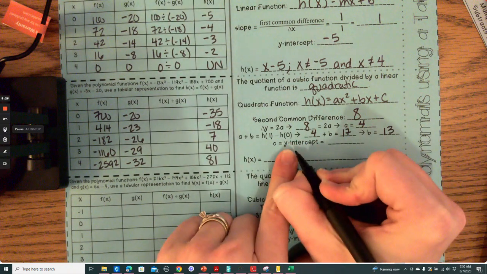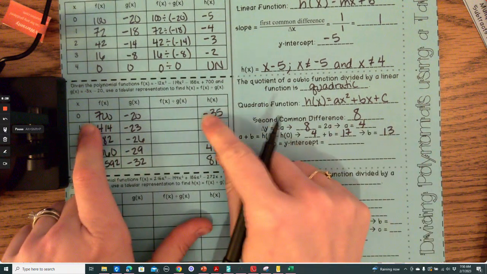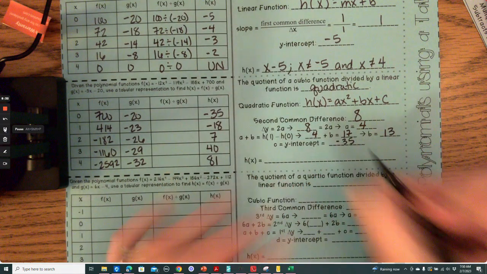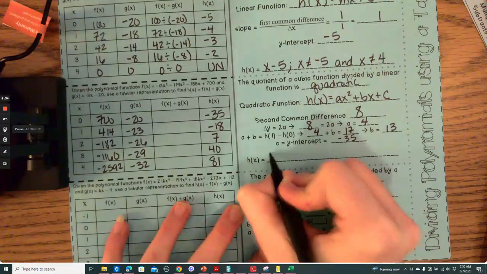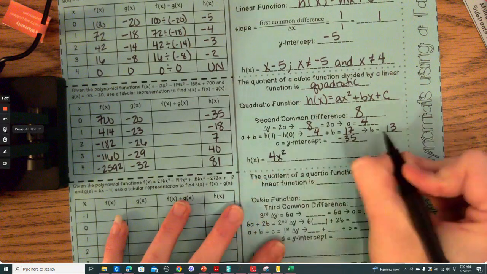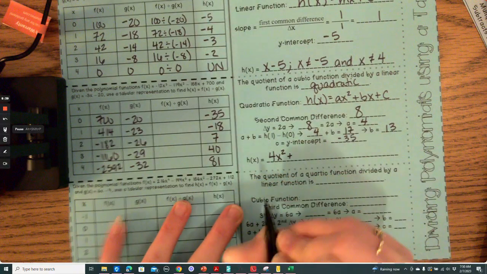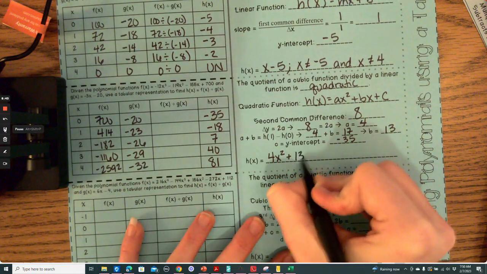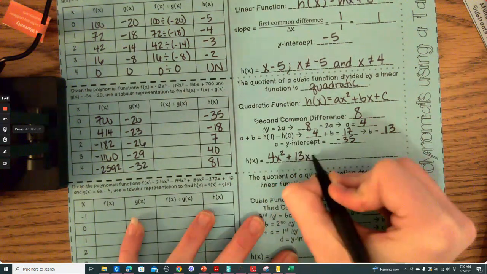And then c is the y-intercept. So where x is 0, this value, that's our y-intercept. And we can write our function now. A is 4, so 4x squared. B is 13. Ooh, but I put 17. It should be 13, sorry. 13x, and then minus 35.